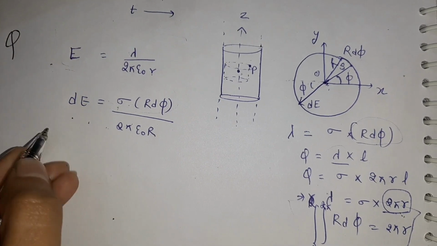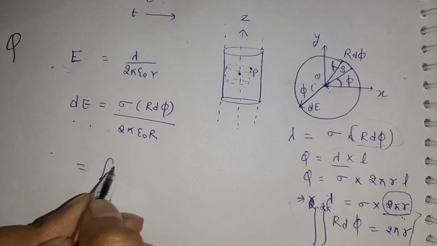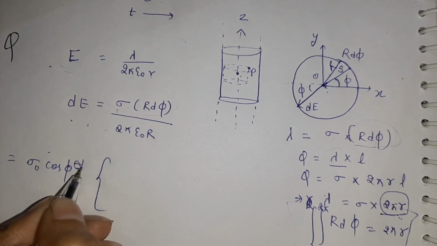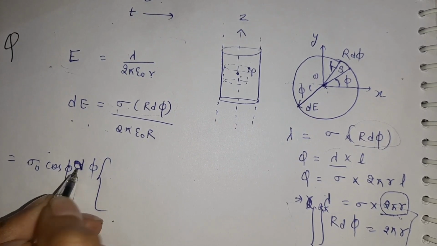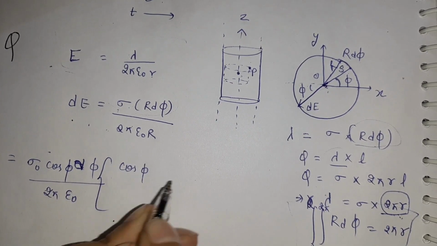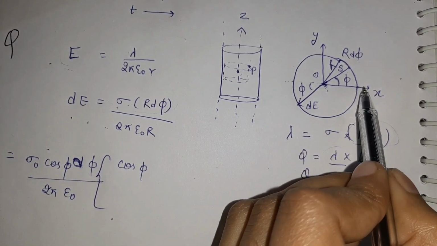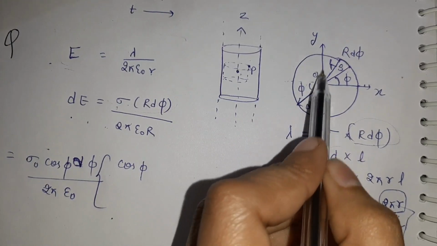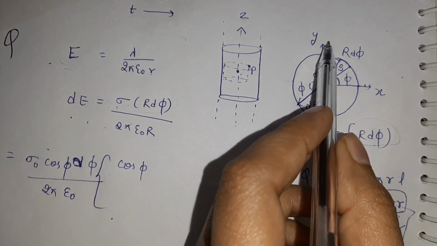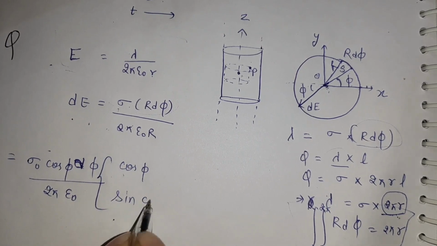That can be resolved as sigma cos phi d phi by 2 pi epsilon naught along cos phi, that is along OX, okay. So here along OX it will be cos phi, and along OY it will be sin phi, okay. This electric field can be resolved into two parts, along x and along y direction. Along x direction we will have the cos component, and along y direction we will have the sin phi component, okay.